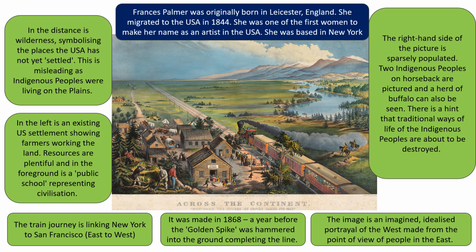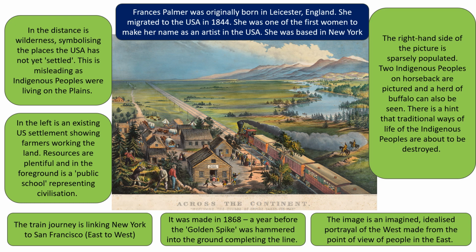It was made in 1868, and so the context of this painting is that it's a year before the Golden Spike was hammered into the ground in May 1869, which completed the line. The image is, of course, an imagined, idealised portrayal of the West made from the point of view of people in the East, like Francis Palmer.